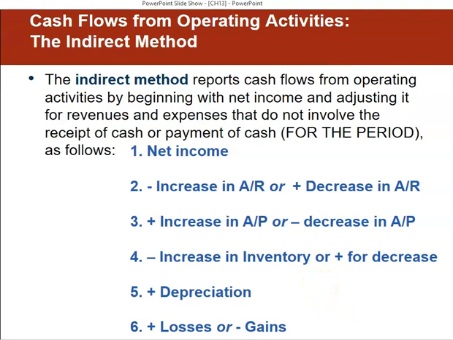Let's say that we sold that van for $3,000 with a net book value of $5,000. We would have a $2,000 loss, and we would add that to cash because it had previously had a negative impact on net income, but that was a cash flow from an investing activity, not from an operating activity. Okay.